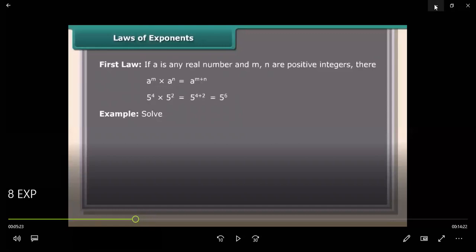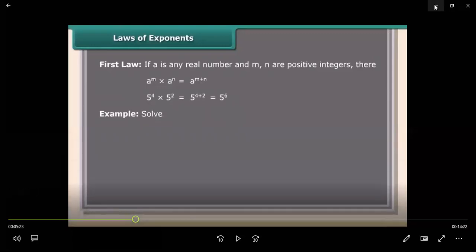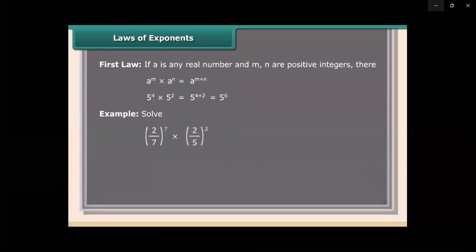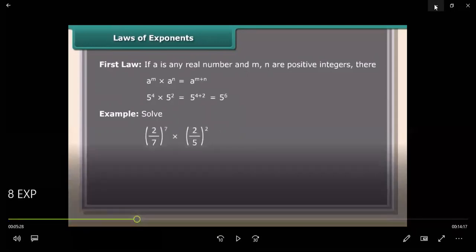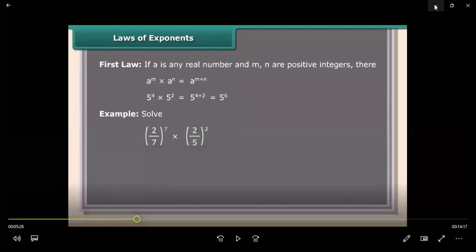One thing you have to keep in mind is that the base should be the same. Okay. So as you can see, the base in the example is the same, 5. If the base is different, then we cannot apply this law, right? So the value of a should be the same, and the values of m and n may differ. Okay, so as you can see clearly in the example, 5 raised to the power 4 into 5 raised to the power 2, we are just keeping the base as 5 and the powers are added to each other. Okay, 4 plus 2 gives 6. Similarly, the next example is 2 by 7. So the base can be a fraction also, as you can observe here. So let's see if you are able to solve it or not.